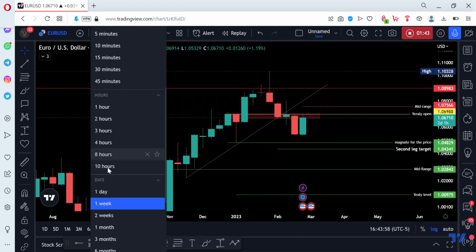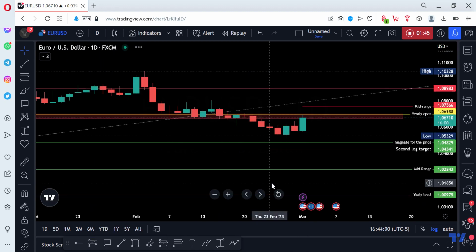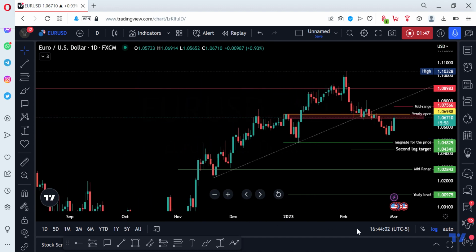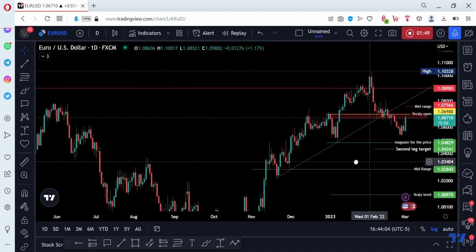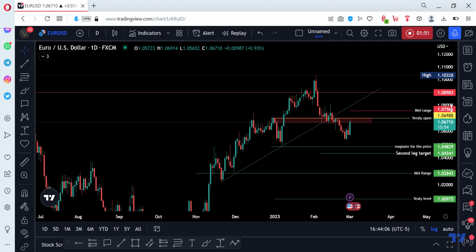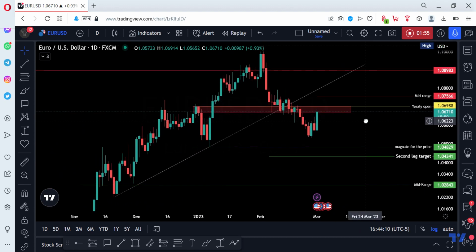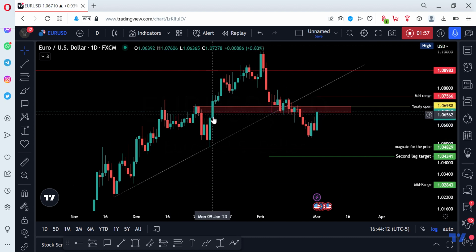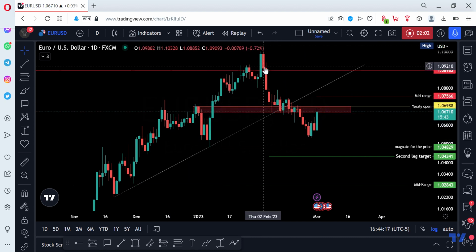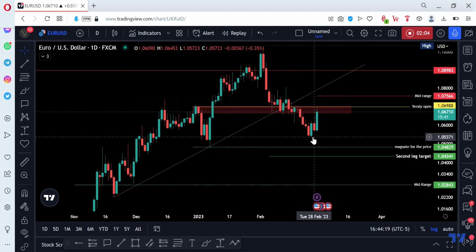That's the weekly. Okay, let's go to the daily. All right, what we have here is quite interesting. Why? So I have my levels there, and I want you to look at them very closely. So we broke higher from this, right? But then we came back and then we closed lower.